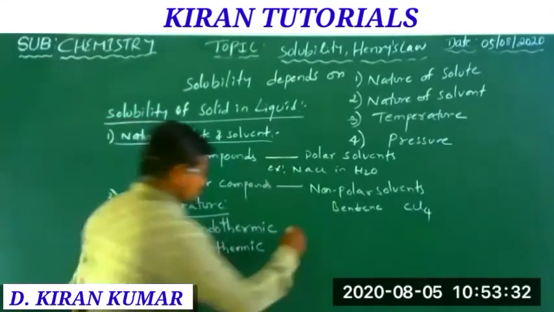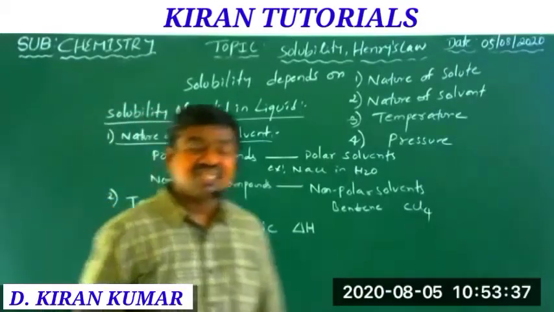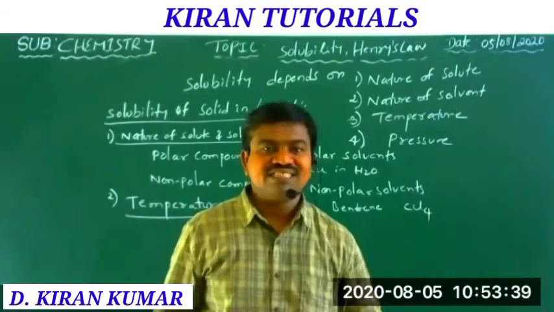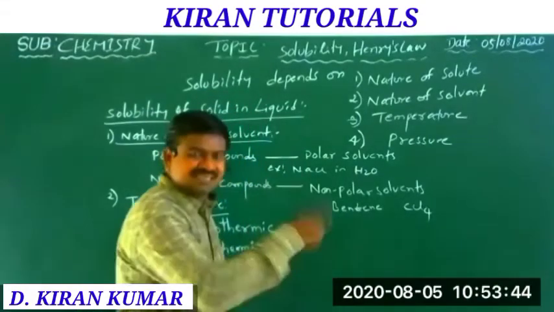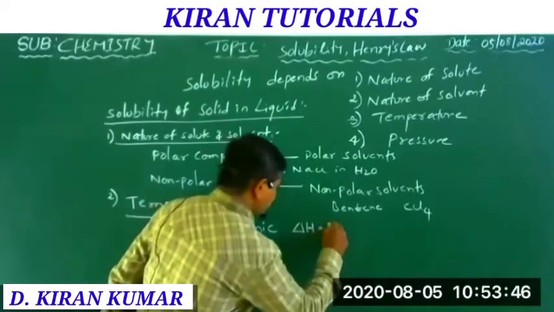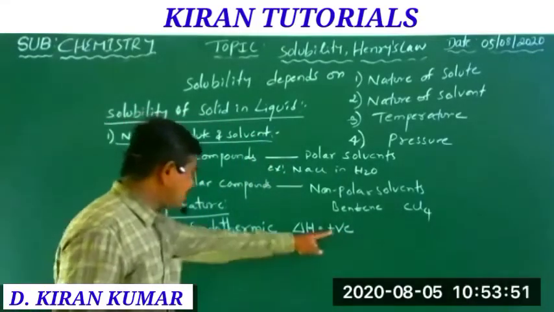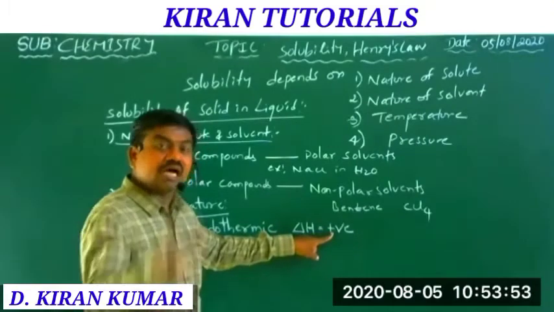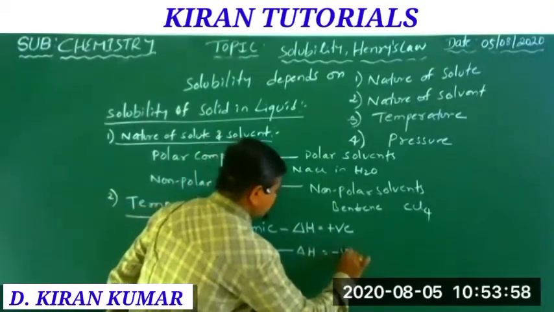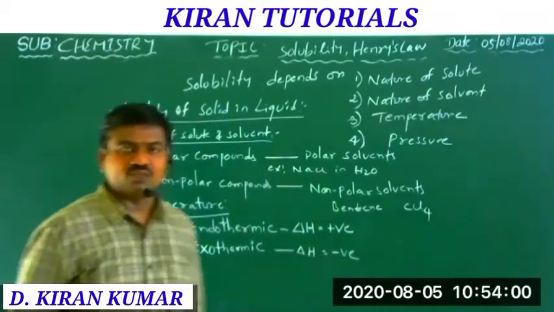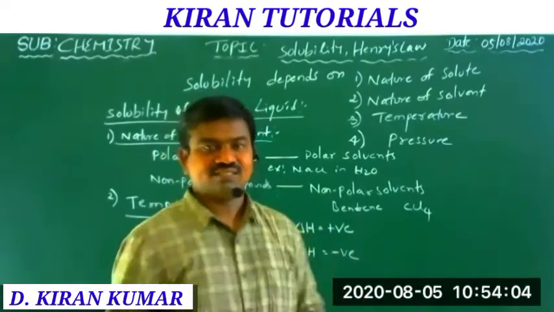Delta H means change in enthalpy, change in energy. In an exothermic reaction, energy is released, so delta H is negative. In an endothermic reaction, delta H is positive, meaning absorption. Delta H is negative because energy is released.